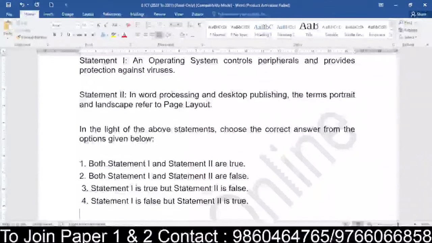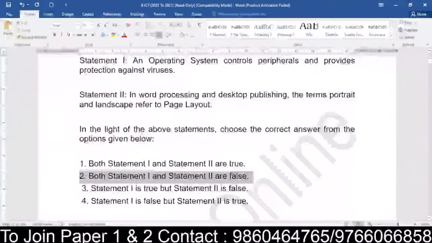Whereas in word processing and desktop publishing, the terms portrait and landscape refer to page layout. So landscape is talking about paper with respect to a Word document. So yes, both the statements stand to be false, right?